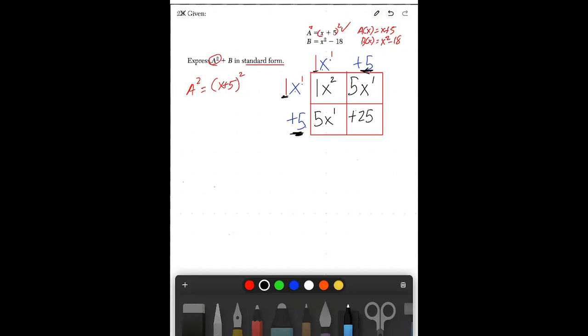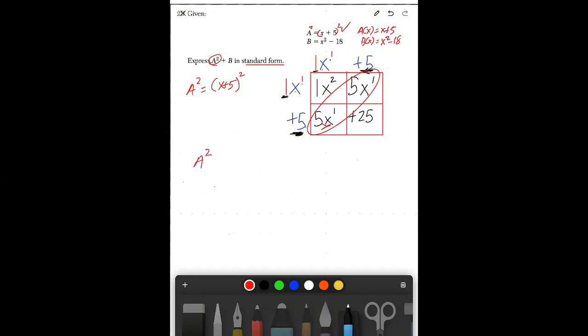Now, hopefully you see that the terms on the outside get multiplied. And then once you get the boxes filled in, you're just going to take all of these boxes and add them all together and combine the like terms. And the like terms are here because they both have an x with the same variable. So let's write that out.